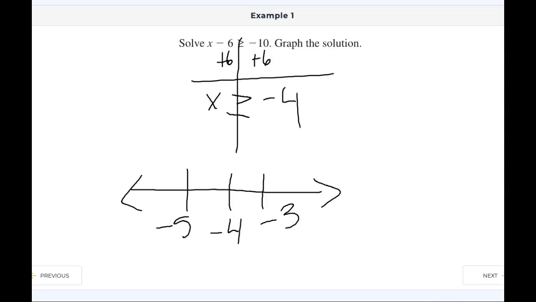Open or closed circle? Closed, because it could equal that. And then where are the numbers greater than negative 4? To the right, right? Because they're closer to 0. Questions on that one? Okay.